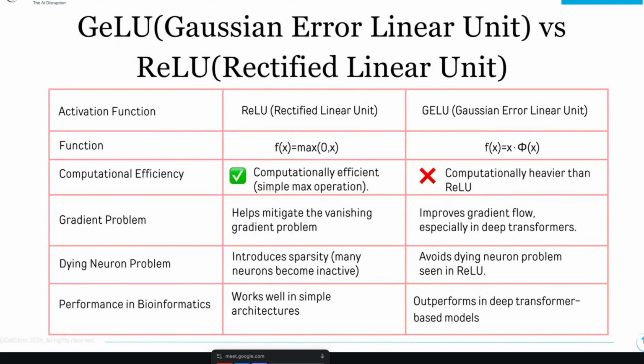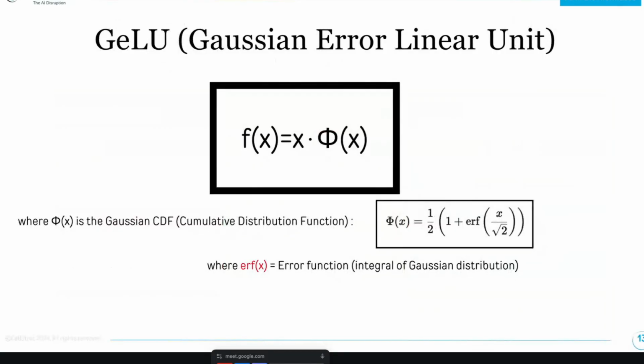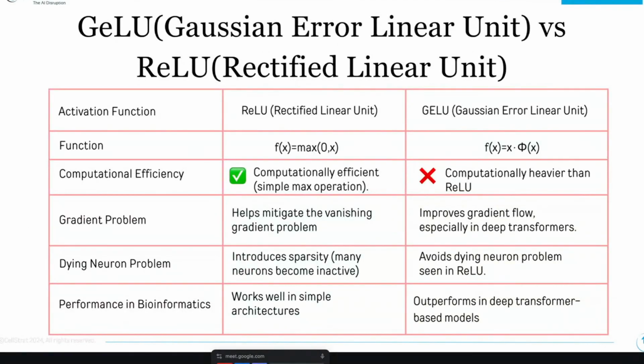So now we will be talking about how GLU is different from ReLU. On activation, the function, like I mentioned, in ReLU is 0 to x. So it is a linear function. The graph would look like y is equal to x. The f of x is equal to x. That is the formula for a ReLU function. But GLU is x into phi of x, with phi of x including the error function. That is one of the underlying differences in the structure of the function.